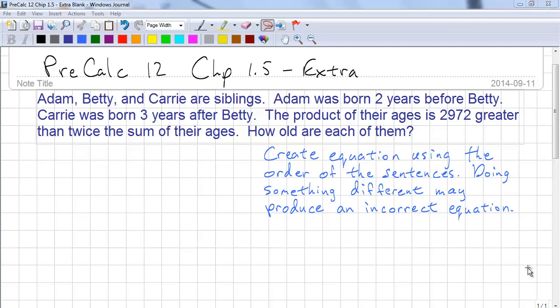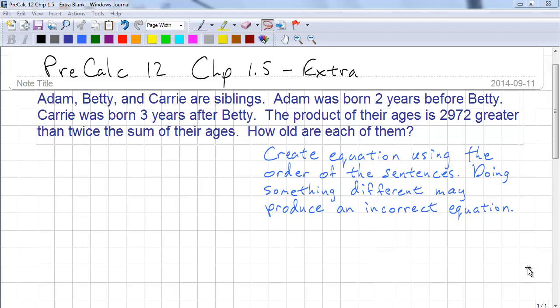This is Pre-Calc 12, Chapter 1.5 Extra. This is an age problem. So we have Adam, Betty, and Carrie are siblings. Adam was born 2 years before Betty. Carrie was born 3 years after Betty. The product of their ages is 2,972 greater than twice the sum of their ages. How old are each of them?